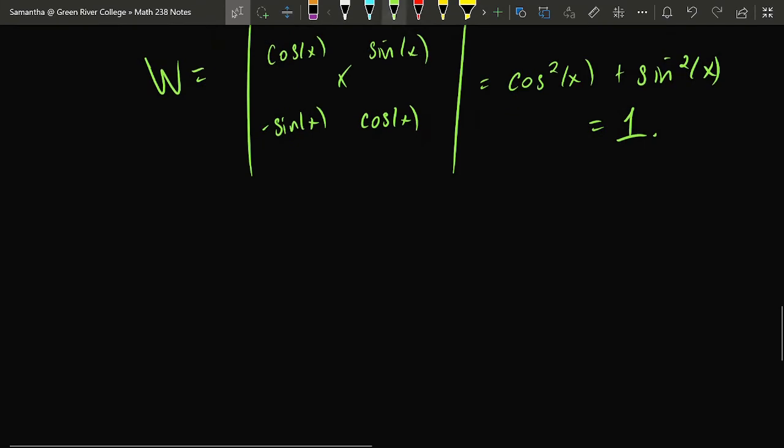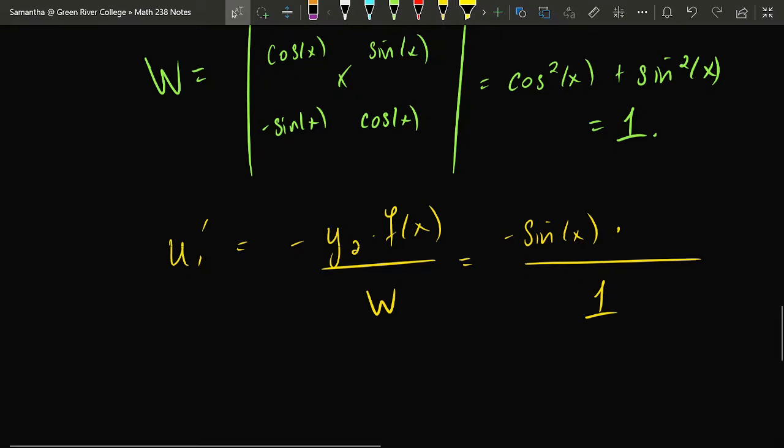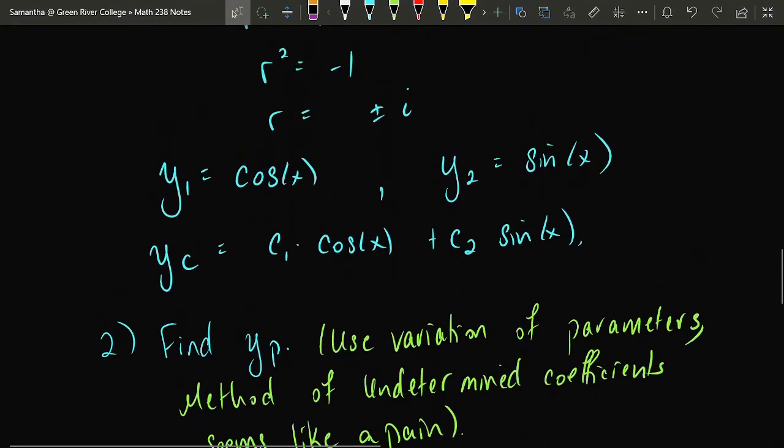Now, having obtained the Wronskian, the next thing that we need to do is find the identities of the functions nicknamed u sub 1 and u sub 2, using the formula that u sub 1 prime is equal to negative y2 times f of x divided by the Wronskian. Now, y sub 2 we found in the previous step was given by sine of x. The Wronskian we found was 1. So now we just have to figure out what is the function called f of x in our problem.